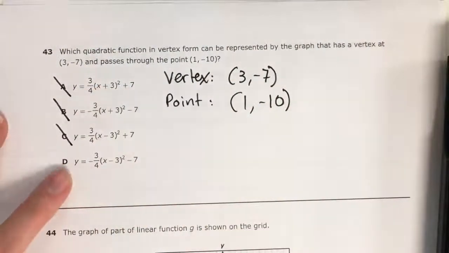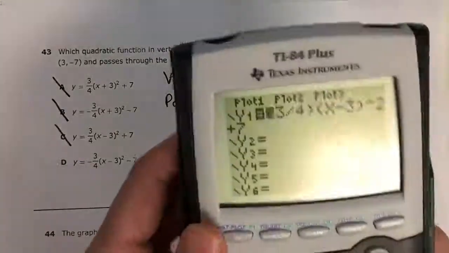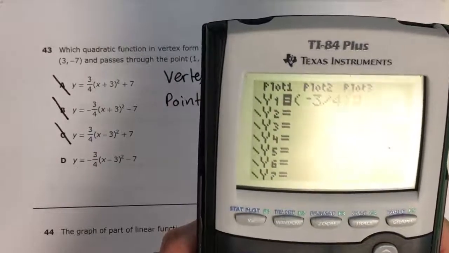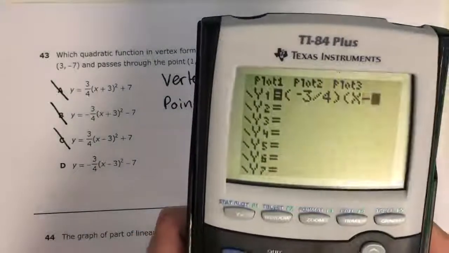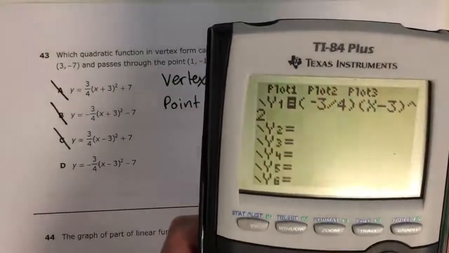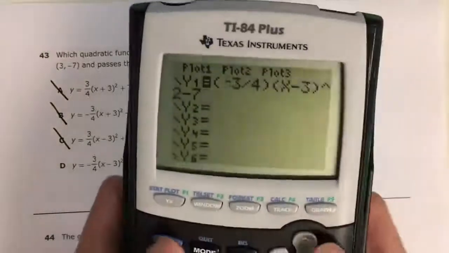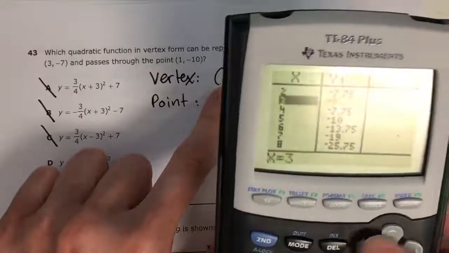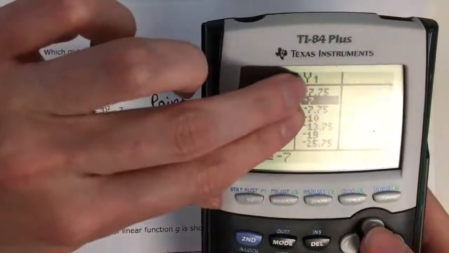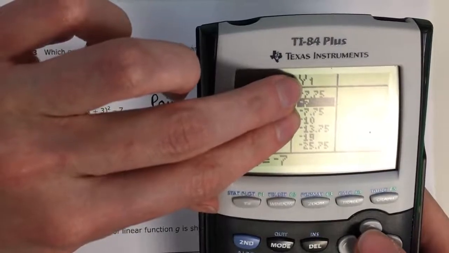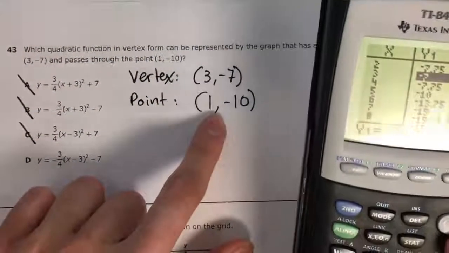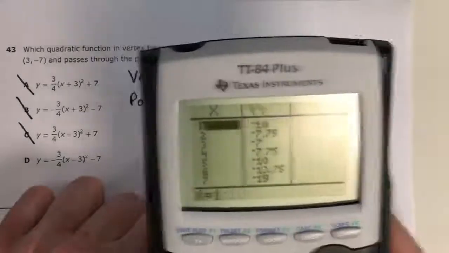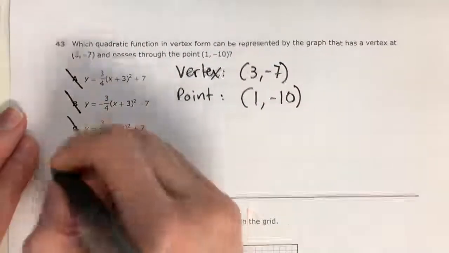So I'm thinking it's D. Let's check that one. So y equals, clear, parenthesis, -3 divided by 4, parenthesis, x minus 3, parenthesis, squared, minus 7. Go to the table, second graph. Is 3 with -7? Yes. Is it the vertex? Yes, because what is up and down are the same. And the point is 1, -10. Let's see, 1, -10. Perfect, that works. So my answer is D.